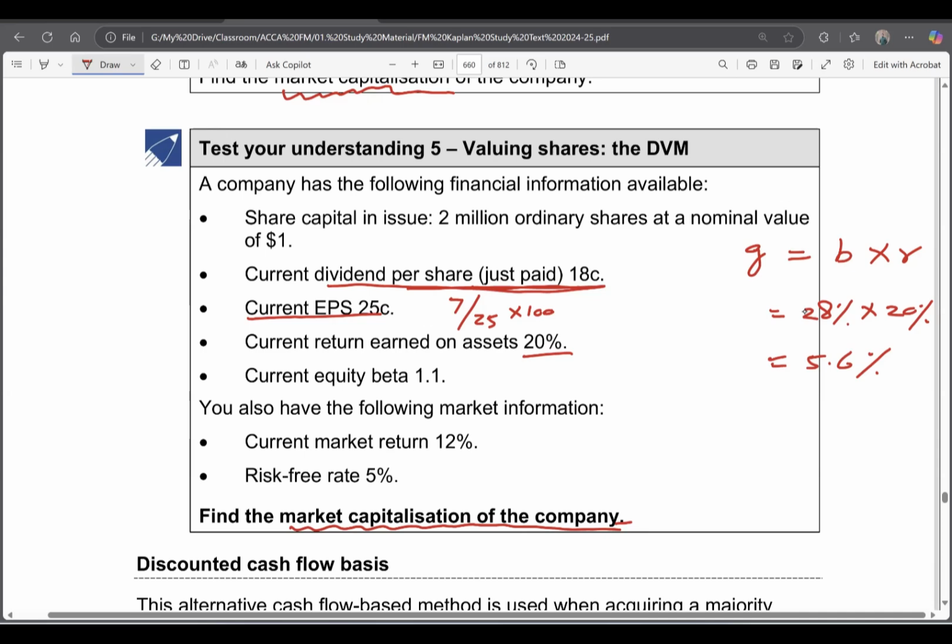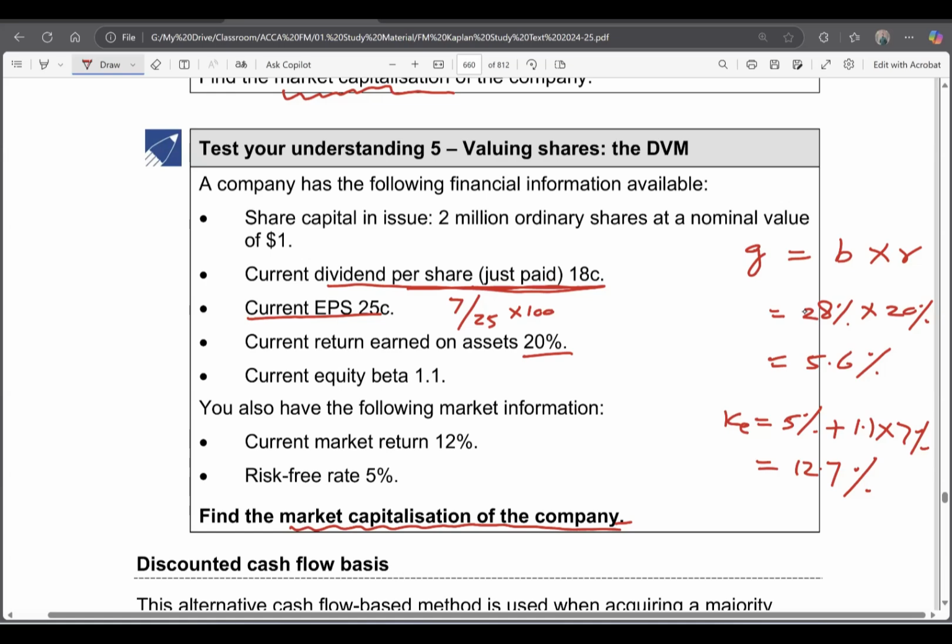5.6% is the growth. Then we have to find KE using the CAPM. RF is given, 5%. Beta is given. Beta of this sector is high, 1.1, into RM minus RF, 12% minus 5%, so 7%. So KE is 7 into 1.1 plus 5, 12.7%, I think. Very high.